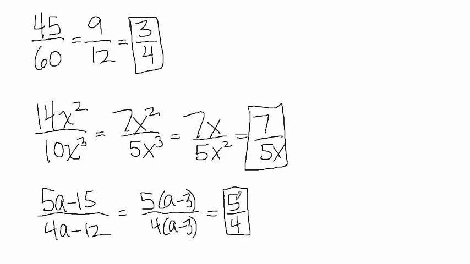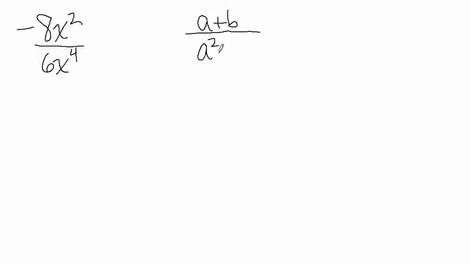Now, let's close this video by having you do some examples. Would you please simplify the following? Minus 8x squared all over 6x to the 4. And how about a plus b all over a squared minus b squared? Pause the video and try to simplify those, please.